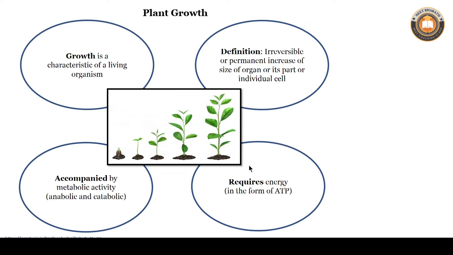So now what is plant growth? Growth is a characteristic of a living organism, isn't it? To define it, it is an irreversible or permanent increase in the size of an organ or its part or the individual cell. For this, it requires energy in the form of ATP, and it is accompanied by metabolic activity, which is a combination of all anabolic and catabolic reactions.